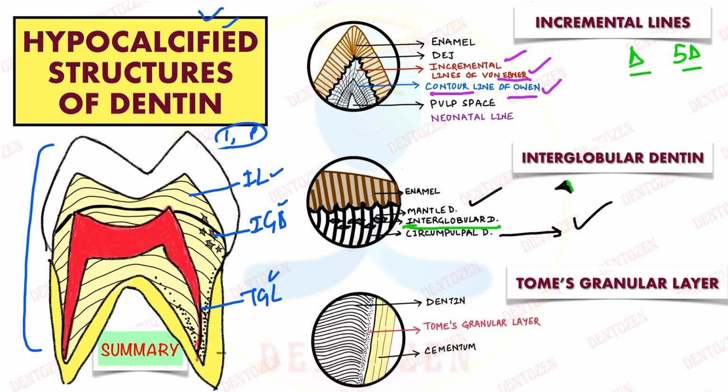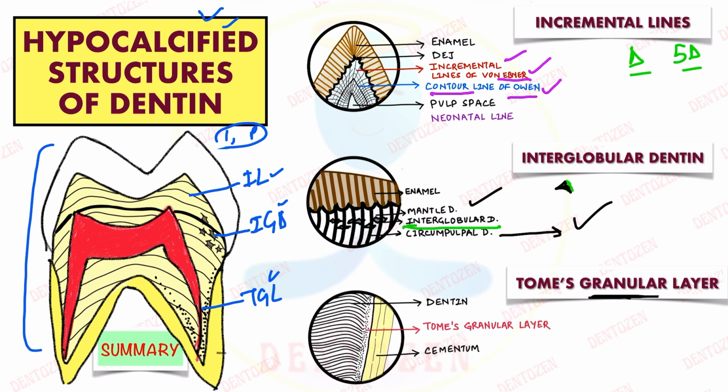Third is Tom's granular layer. So it is a granular layer. Where is it seen? It is seen between dentin and cementum. And how it is formed? Because of the looping of the terminal portions of dentinal tubules. And you should know how to differentiate it from Tom's fiber and Tom's process.